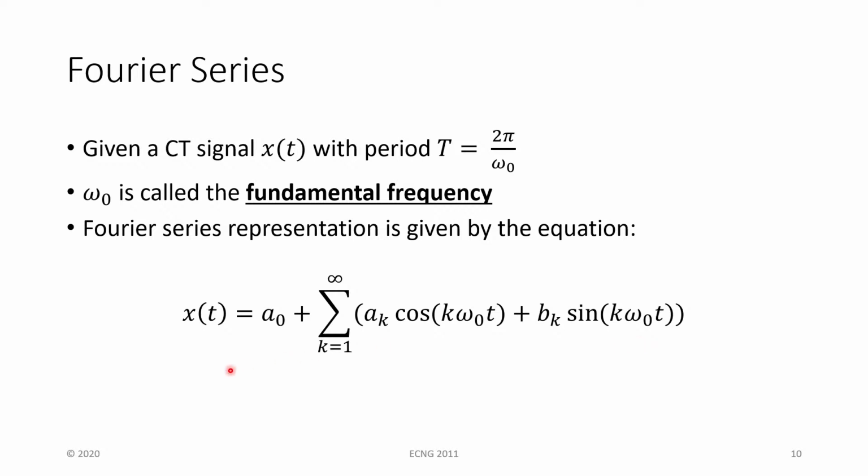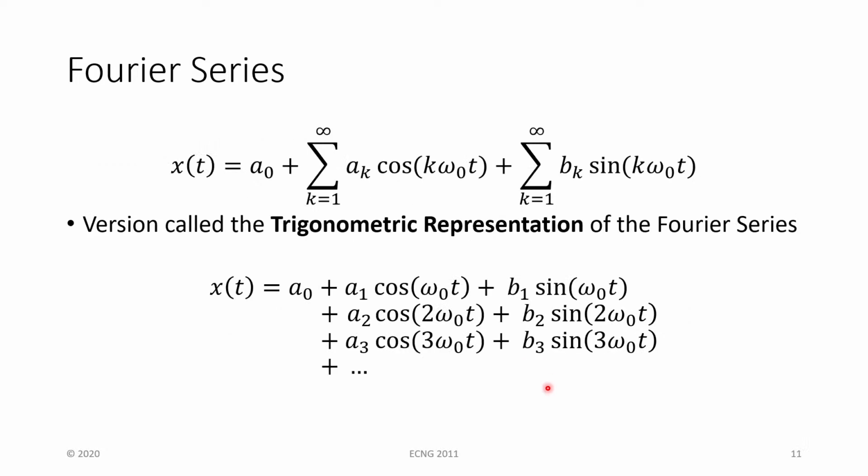Now the equation looks a little bit scary, but it's not going to be very scary at all, because the only components that you're going to have to solve for will be the a naught component, the ak component, and the bk component. And the only time when you'll be solving for these three components is when we are required to use the trigonometric representation of the Fourier series, which is this given equation on top here.